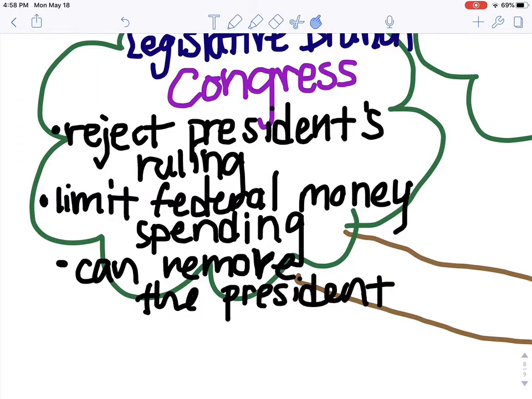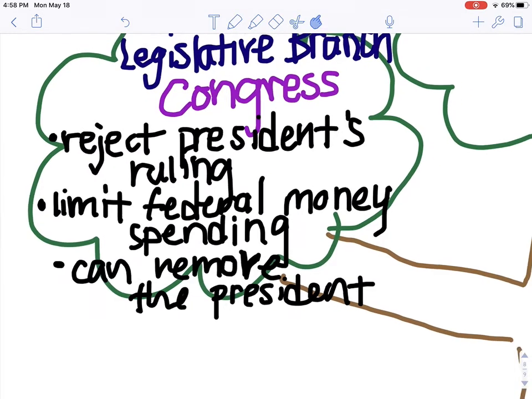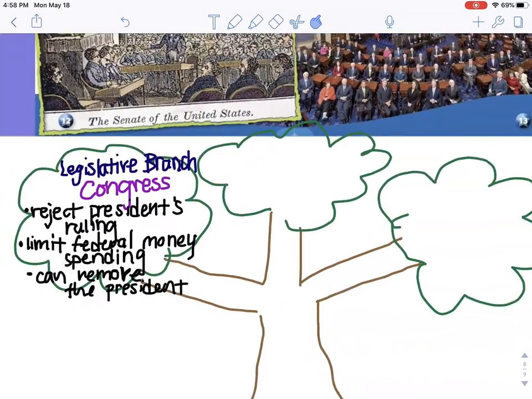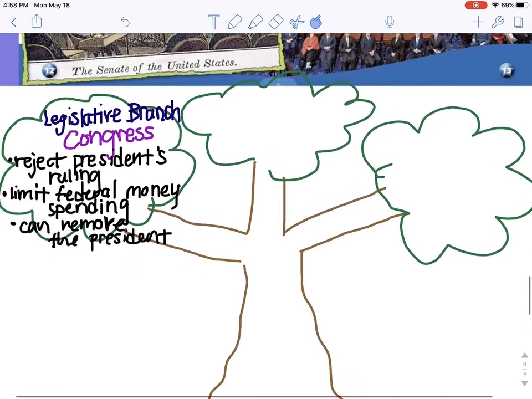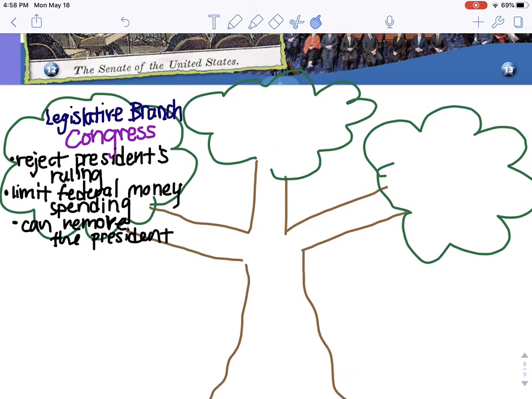Okay, I'm going to zoom out now. On Thursday we will finish these different branches, okay, but today we just focus on the legislative branch, and on Thursday I will have you post your picture of your work on Seesaw.